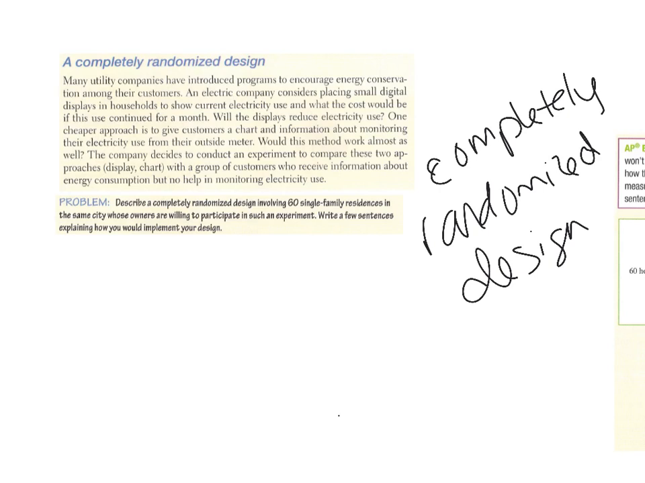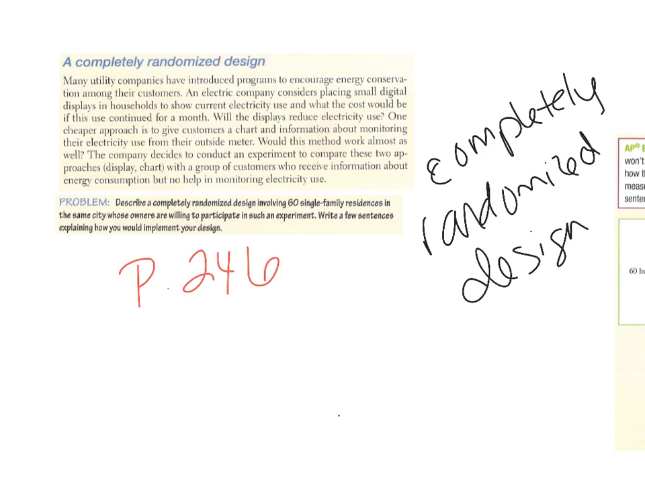So let's take a look real quick at the example that we have here. Pause it for a second and read the example here about the utility company. Okay, so now that you've read, the problem here is asking you to describe a completely randomized design involving 60 single-family residences in the same city whose owners are willing to participate in such an experiment. Write a few sentences explaining how you would implement your design. This one, again, to look at the complete word for word, is on page 246 in your book.